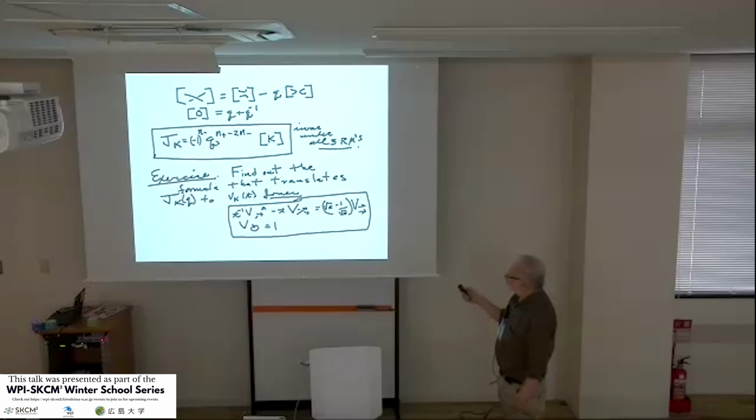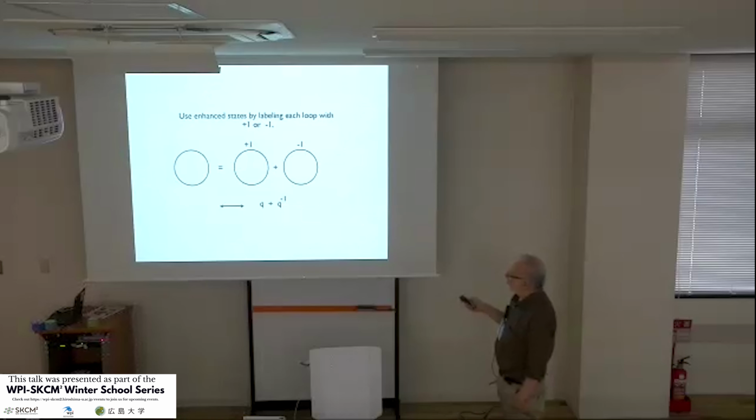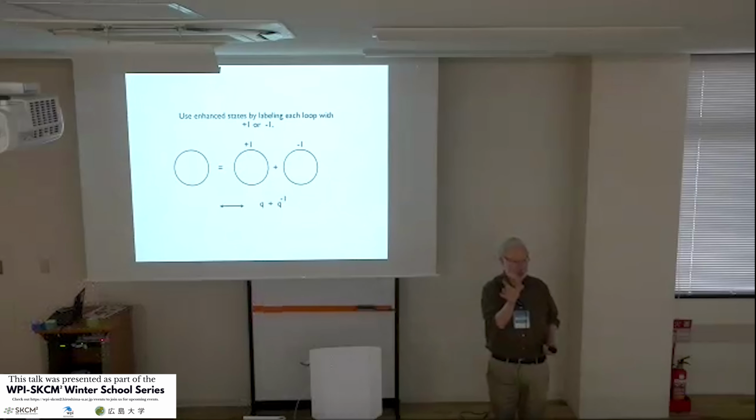I'm rewriting it and thinking about how the states get weighted by powers of Q. That's one change. Next change, and this is a very nice idea due to Oleg Viro. He said, let's get rid of the powers of Q plus Q inverse that are going to appear, because you have loops, and every loop gets evaluated as Q plus Q inverse.